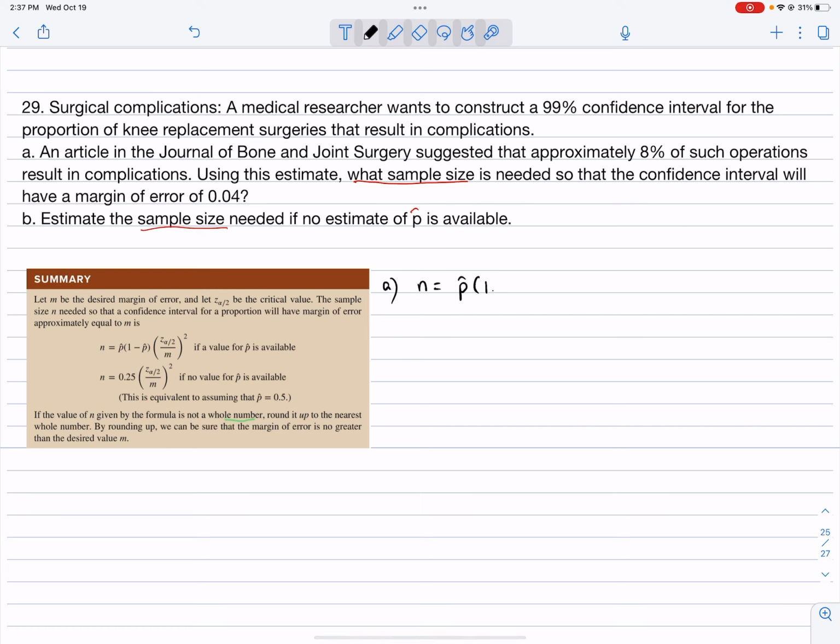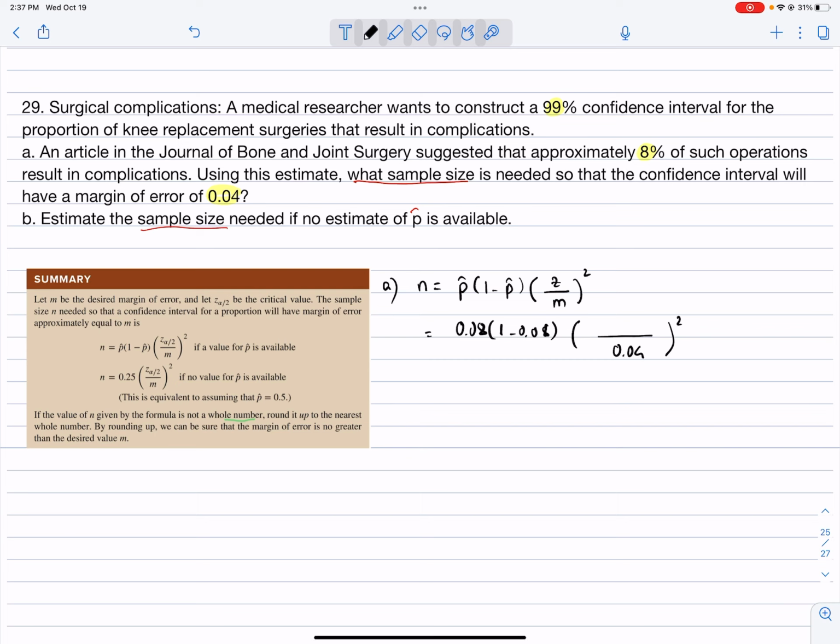So the sample size is the number of data we try to find, for us to collect so that we make sure the margin of error is this number. Okay, so p-hat is available and that is 8%, which is 0.08, and I just plugged them in. The margin of error is 0.04.